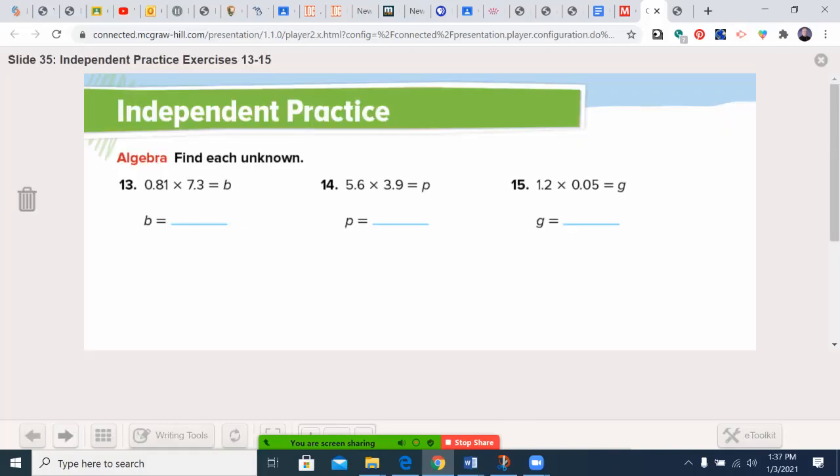Remember to write these as up and down. They like to scare you with the word algebra. Don't be scared. If you notice, the missing variable is the answer. So this is still 0.81 times 7.3, 5.6 times 3.9, 1.2 times 0.05. I'd like you to solve all 3. Pause the video. I'll see you on the other side.